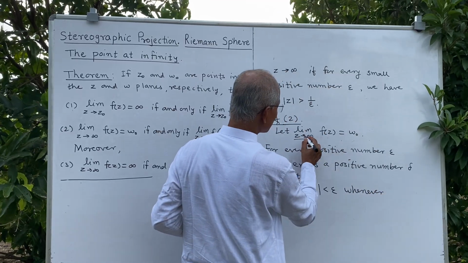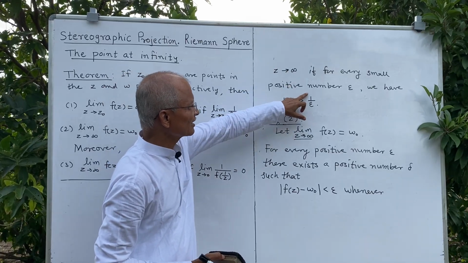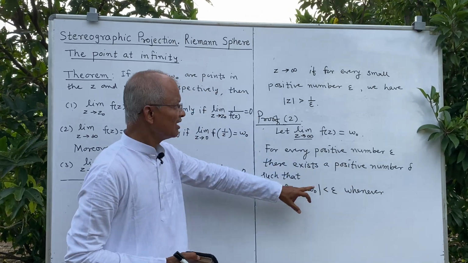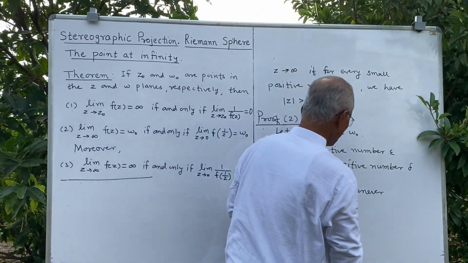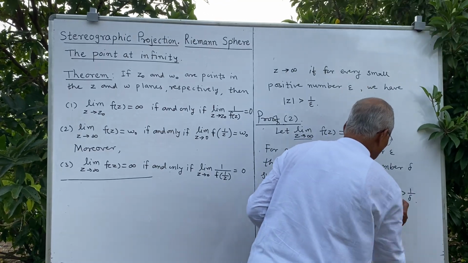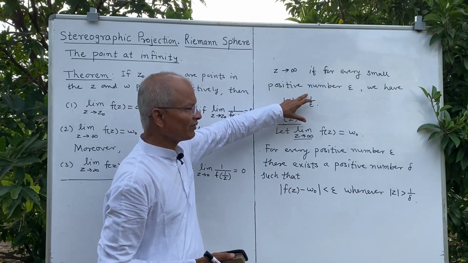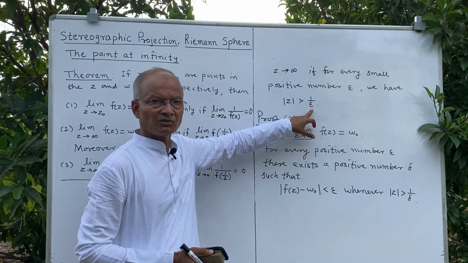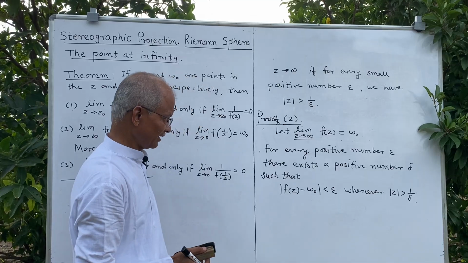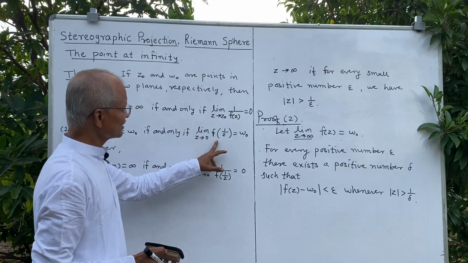Now, here z is tending towards infinity, and when z tends to infinity we have mod z is greater than 1 upon epsilon, but epsilon is used here and we have written there exists delta. So, we use here delta to show z tends to infinity, mod z is greater than 1 over delta. See, z approaches infinity means mod z will be greater than 1 upon a small positive quantity, and here instead of epsilon we have used delta neighborhood at infinity.